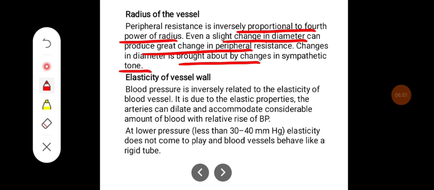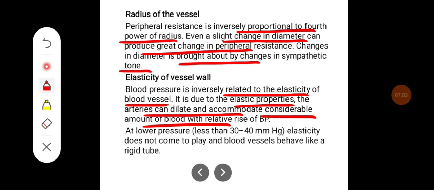Elasticity of the vessel wall. Blood pressure is inversely related to the elasticity of the blood vessel. It is due to the elastic properties that the arteries can dilate and accommodate a considerable amount of blood with a relatively small rise in blood pressure. At lower pressure, that is less than 30 to 40 mm of mercury, elasticity does not come into play and blood vessels behave like a rigid tube.